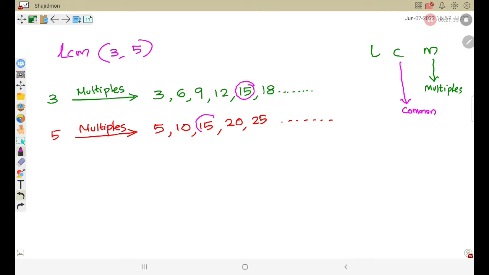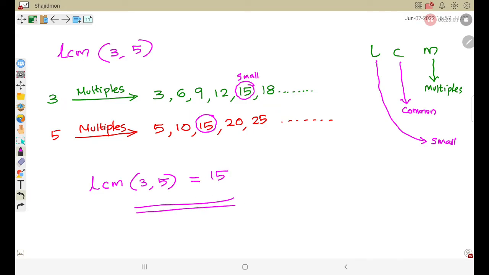Here it is there, here also it is there. If you write more numbers, you will get more common numbers. Okay, so the common number we wrote. Now out of these common numbers, we select the smaller one, the least one. So 15 is the number, the smallest one. So we can write the answer: LCM of the numbers 3 and 5 is equal to 15.